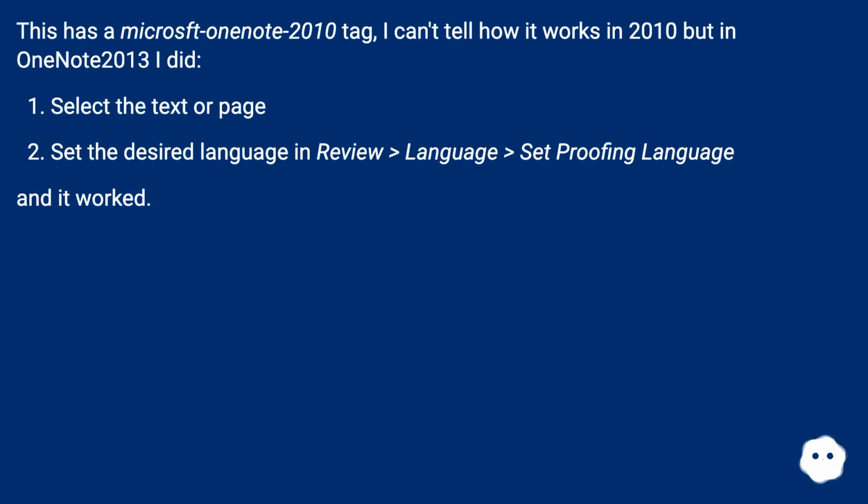This has a Microsoft-OneNote 2010 tag. I can't tell how it works in 2010, but in OneNote 2013 I did. Select the text or page. Set the desired language and review language, set proofing language. And it worked.